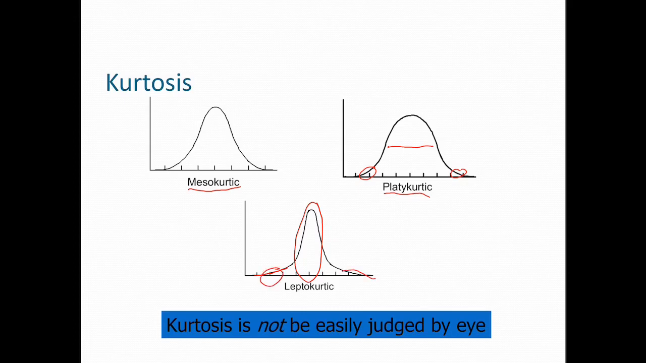On the sides here, they're very long tails. Kurtosis is not easily judged by the eye, so you definitely have to graph this out and look at it. You can't just look at numbers and determine if there's kurtosis based on just the numbers. It definitely has to be graphed out and looked at.